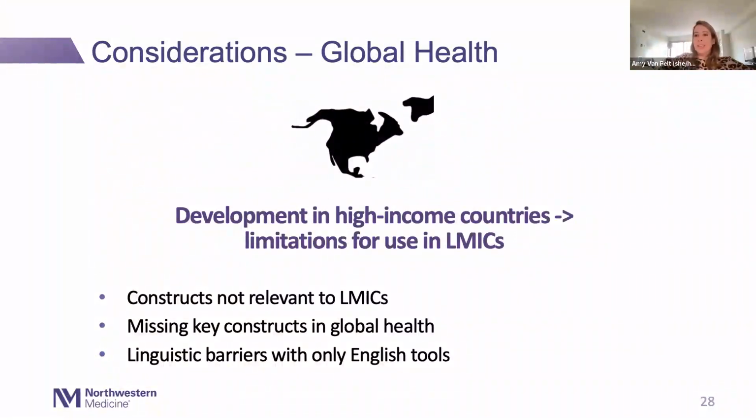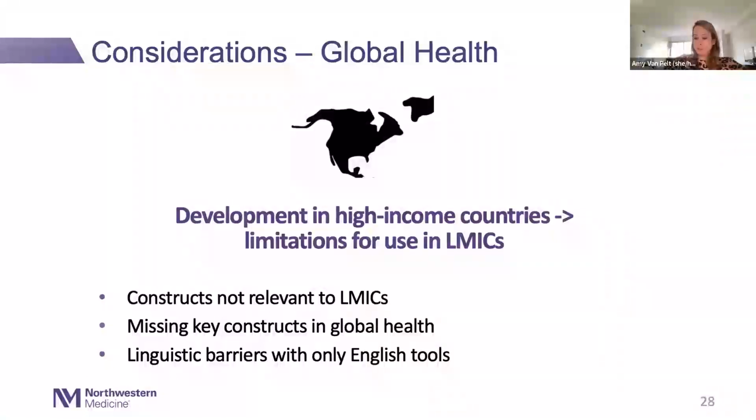And I'm slightly biased with bringing up this next consideration, given that I'm a global implementation scientist, but I do think it's important that everyone is thinking about the inequity in the application of implementation science between high-income countries and low and middle-income countries. So a lot of our tools were developed in high-income countries, which presents various limitations for application in LMICs. For example, some of our constructs are not relevant to resource-limited settings. We also heard that just with the example of CFIR being for healthcare settings, so it's more generalizable than that. And there are also important concepts in global health that are missing.